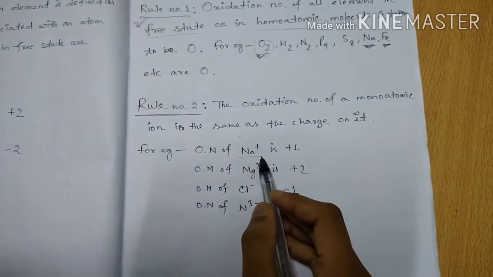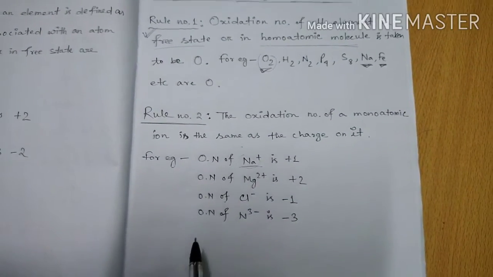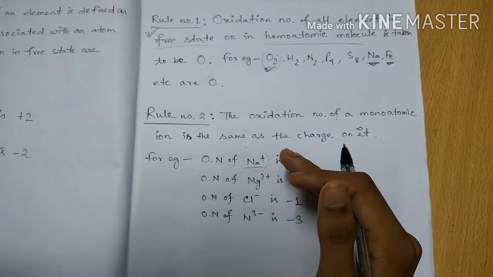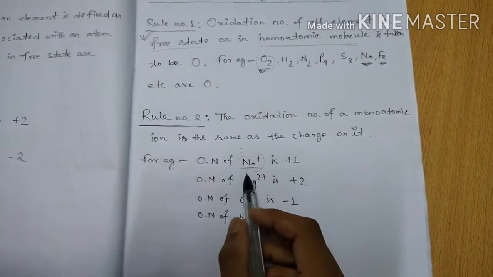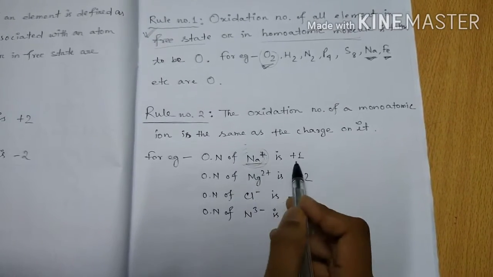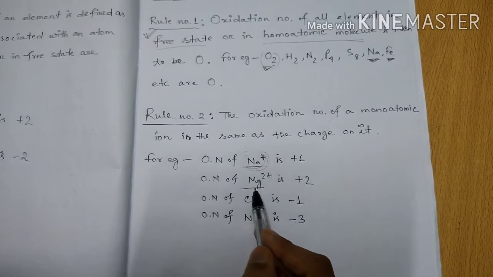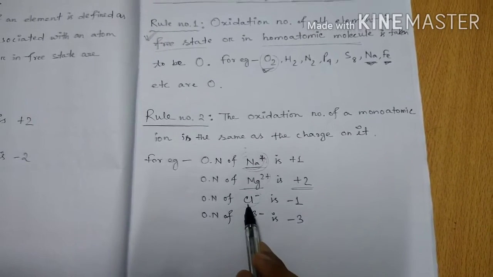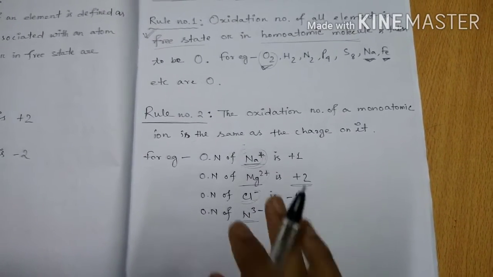You see this one, Na+: a single atom, and this sodium has +1 charge, so this will be called a monoatomic ion. In the case of a monoatomic ion, the oxidation number will be the same as the charge on it. So the charge of this monoatomic ion is +1, so the oxidation number will be +1. Similarly, the charge of this monoatomic ion is +2, so the oxidation number is +2. Similarly, the charge of this monoatomic ion is -1, so the oxidation number will be -1. And similarly this one, -3. This is rule number 2.